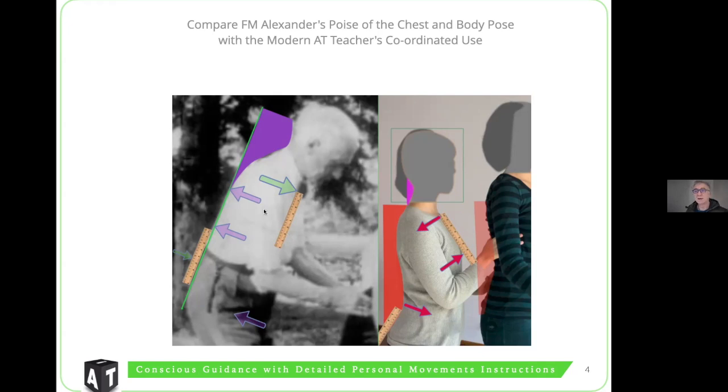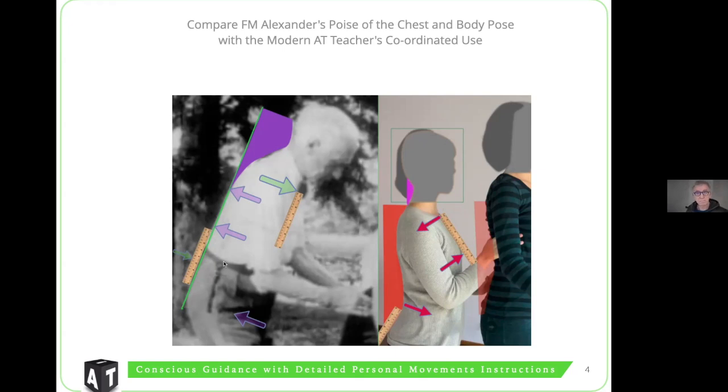Alexander is clear, he's directing the lower rib cage backward and the upper rib cage forward. And the modern Alexander teacher apparently has no idea about these directions of movement. She may be thinking head forward and up, certainly, but her head forward and up has nothing to do with the movement of the different parts of the torso.